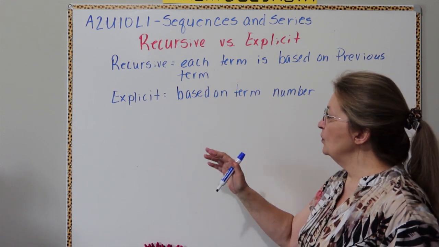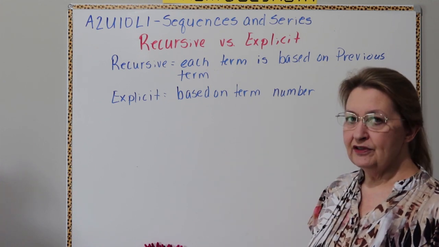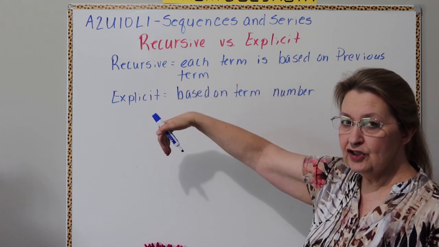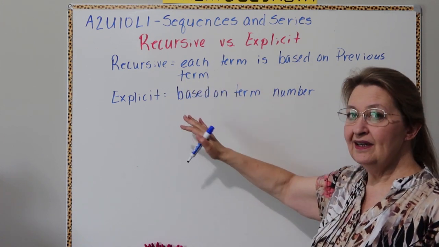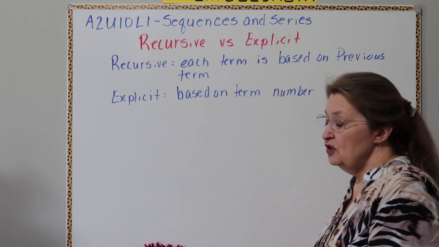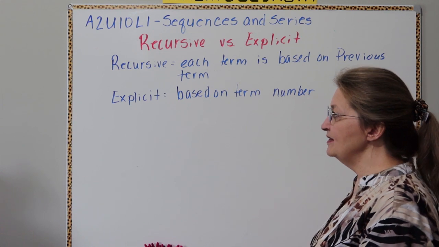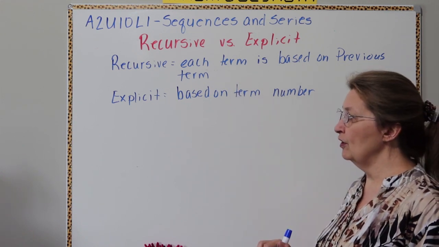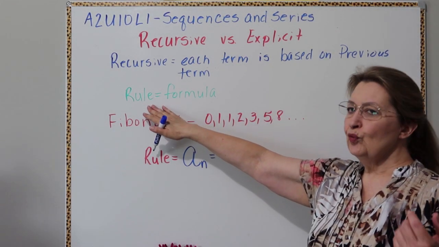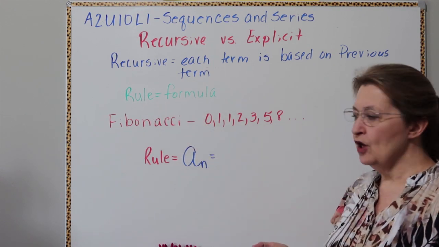Now an explicit sequence is based on the term number. That's its position. You're going to have formulas for these terms. So on recursive, that formula is going to include the term right before it. For explicit, the formula is going to be built on its position. So for explicit, you can jump to the 56th term and you'll be able to find just that term. So let's look at some examples of each one first, starting with recursive. So let's look at some recursive sequences. Now, in sequences, a rule means the formula for the term so that you can skip around and find whichever term you want.